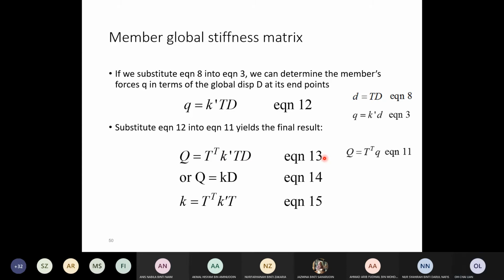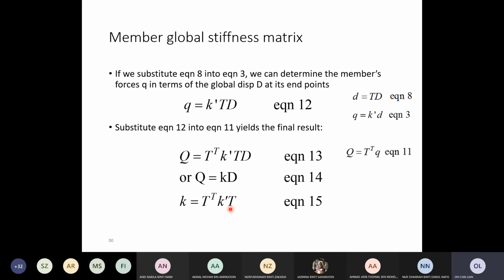Or we want to make it easier: this T transpose K prime T, we define it as K. Then it becomes easier now. Q equals KD. So this K will be the member stiffness matrix at global. How to get this? This K will be T transpose K prime T.